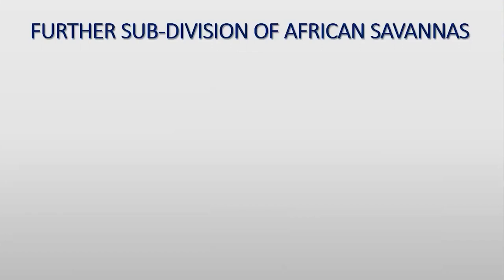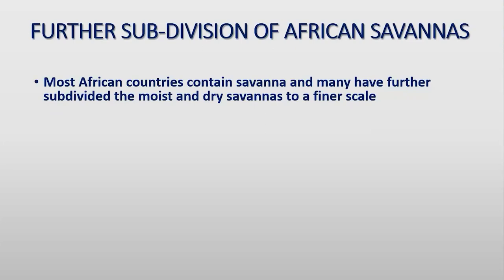Now, that's fine. We've got moist and dry savannas. We can characterize them quite easily. But what we want to do is to divide these two savannas into smaller units. Now, most African countries contain savanna, and many have further subdivided the moist and dry savannas to a finer scale. Now, of course, each country is responsible itself for managing its natural systems, and there are different approaches to actually managing savanna in the different countries of Africa.